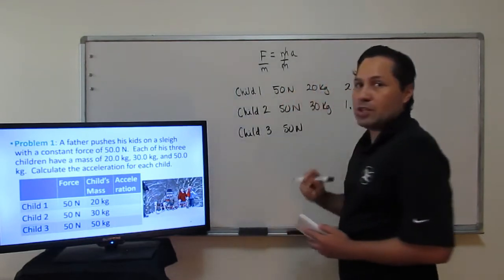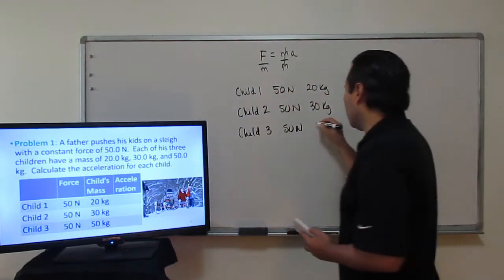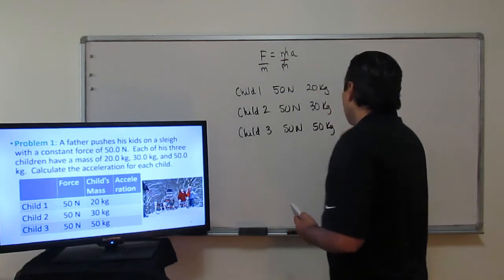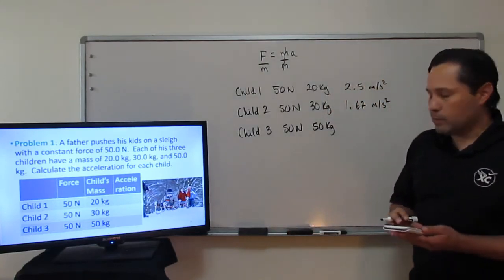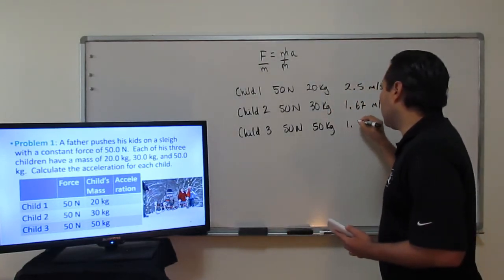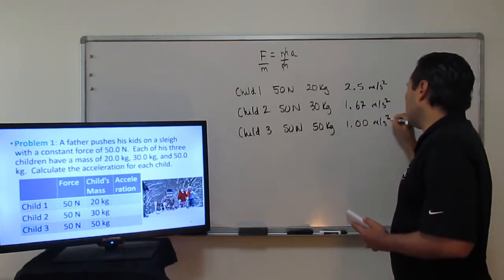For the third child, who's the heaviest at 50 kilograms, the father is still pulling with the same constant force of 50 newtons, and the child weighs 50 kilograms, so 50 divided by 50 is going to give us an acceleration of just 1.0 meters per second squared.